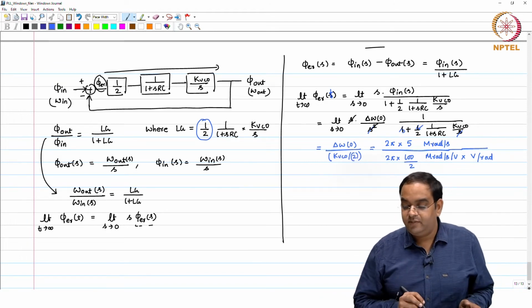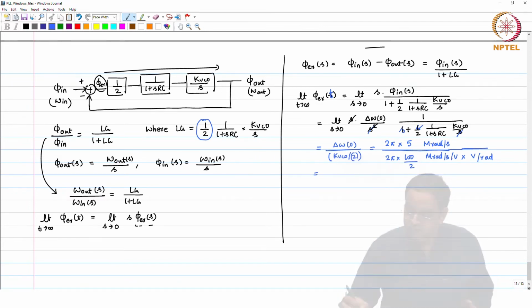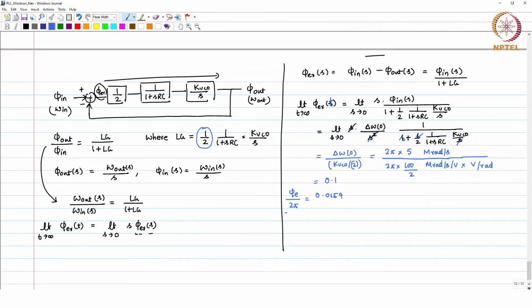Okay. So, we need to keep units always in mind. What we have here is 2 pi into 5 divided by this value, and this will turn out to be your 10 as 0.1. Okay. And phase error by 2 pi is equal to 0.0159. Okay, this is the value.